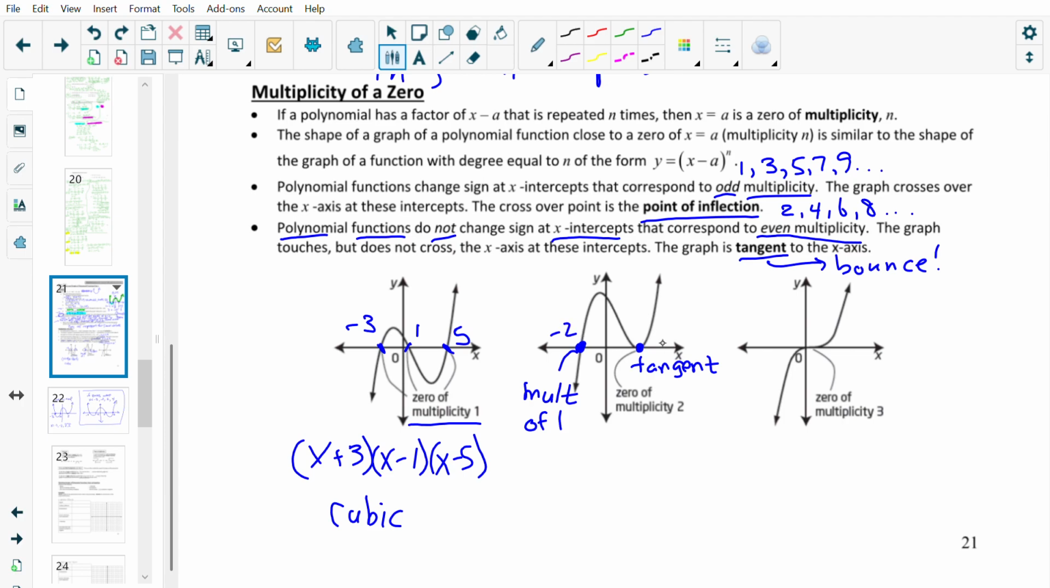So if we say this is like -2 and this is, let's say, 4, how would we rewrite this polynomial in terms of its factors? X plus 2, there's only one of them, right? But this tangent point created at x equals 4, that would be x minus 4. And then there's a multiplicity of 2, so there's 2 of them. This is still a cubic, right?